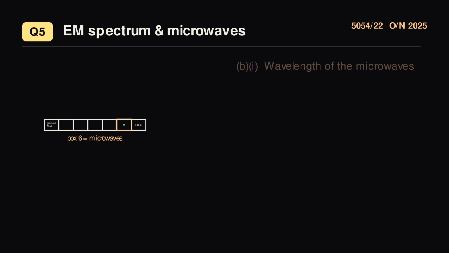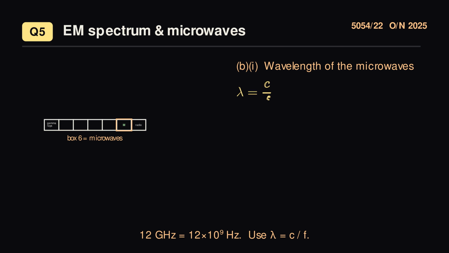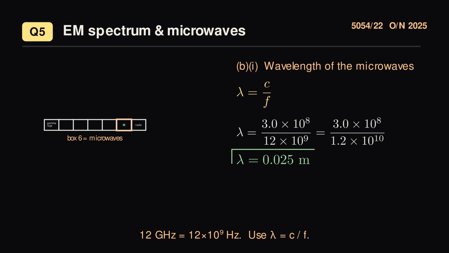Part B. Part 1. Wavelength of microwaves at 12 GHz. Use lambda equals c over f. 3 times 10 to the 8 divided by 1.2 times 10 to the 10 gives 0.025 meters.